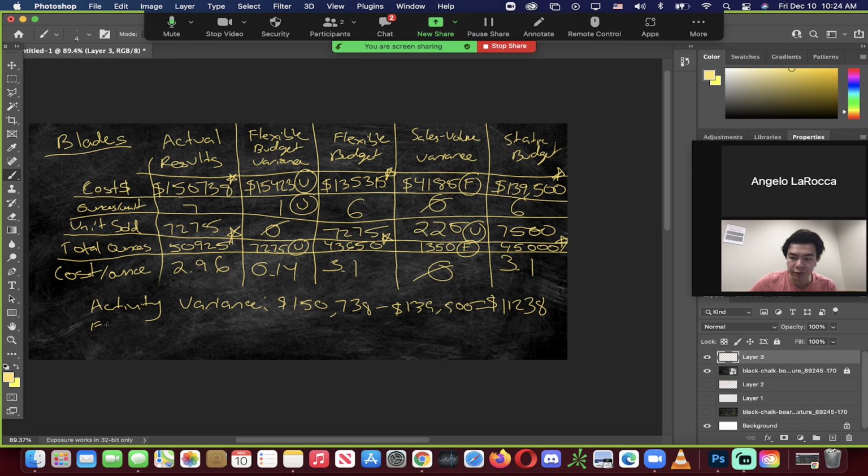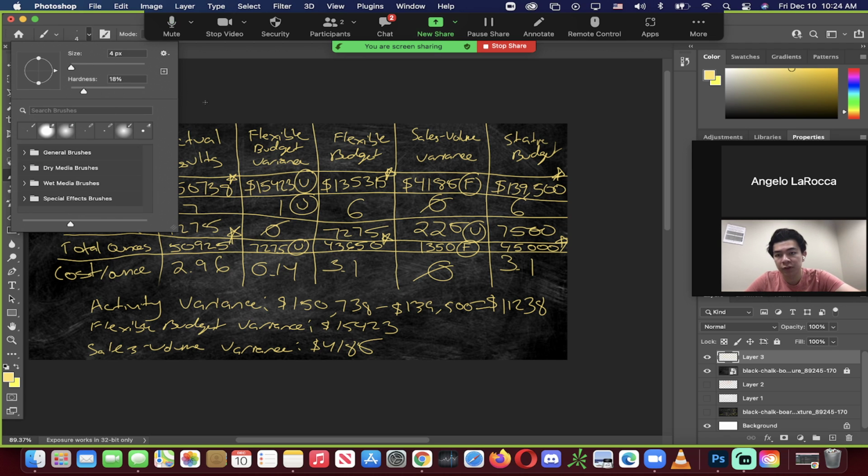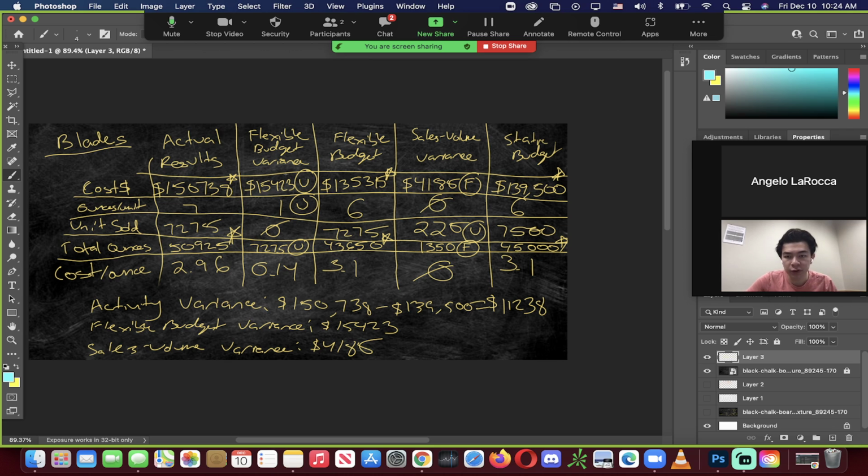And then we've got to do flexible budget variance, and sales volume variance. The handwriting is really getting messy here. The flexible budget variance is going to be 15,423, and the sales volume variance is 4,185, and we can just pull those numbers from here and from here, right?